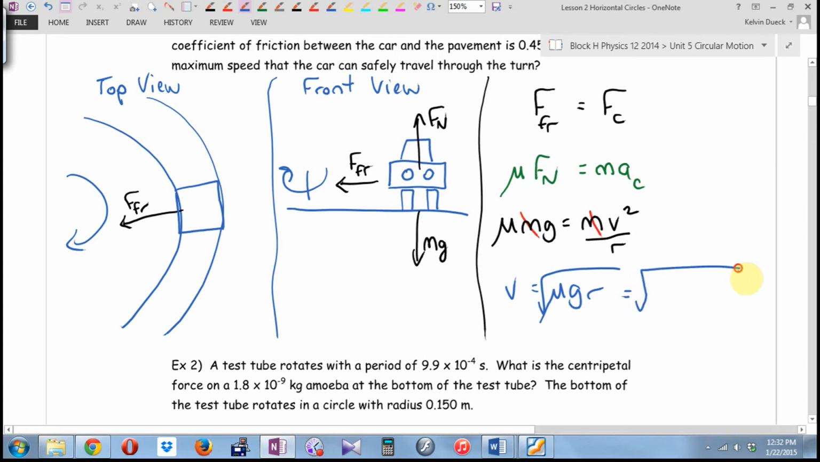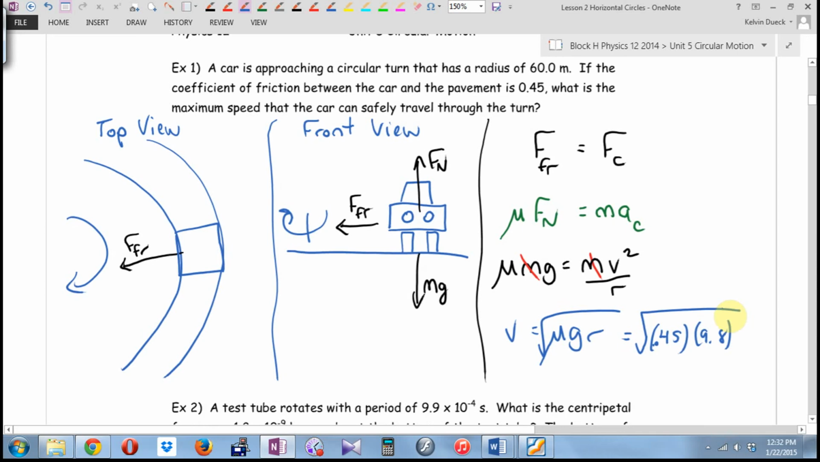This is going to be, what's mu? I don't know, what's mu with you? I think 0.45, is that what I said? 0.45, 9.8, and what did I say the radius of this corner was? 60 meters.